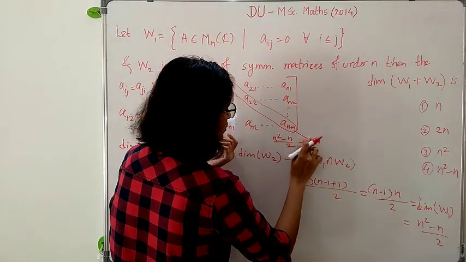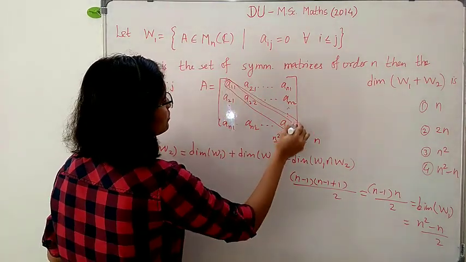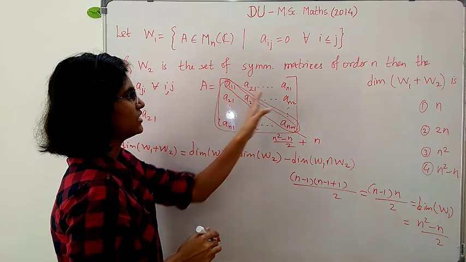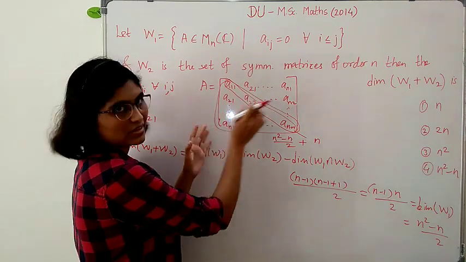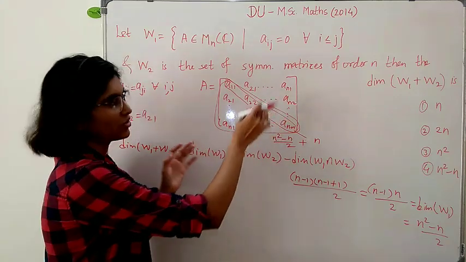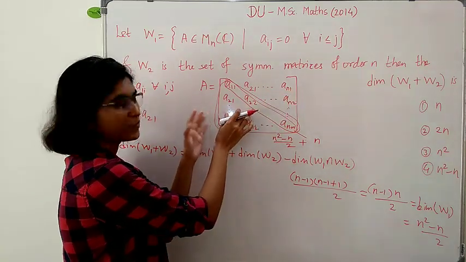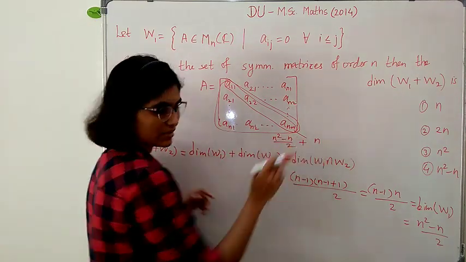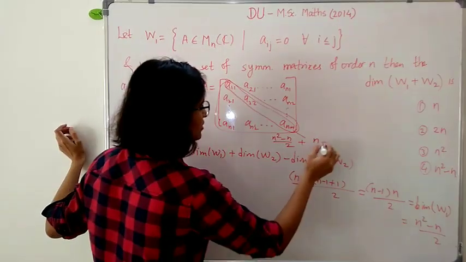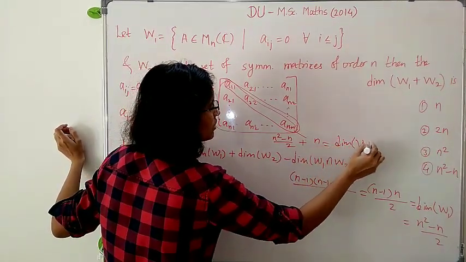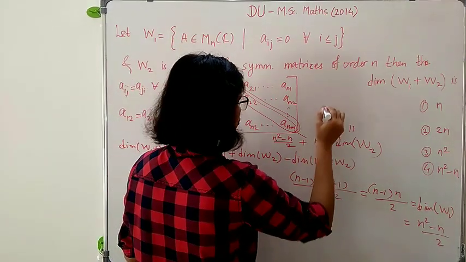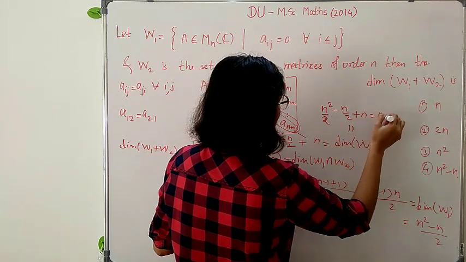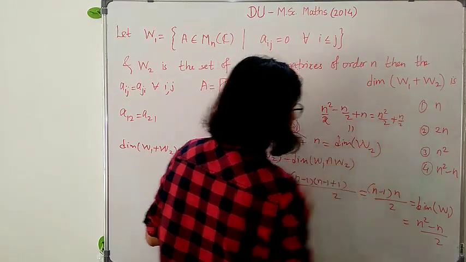So take the addition. Here we have (n square minus n) by 2 plus n many entries, and these entries are just the same as these entries. So just ignore these entries because they are dependent on these elements only. So the number of free variables is just (n square minus n) by 2 plus n. Now this is our dimension of W2. When you simplify this, it is just (n square) by 2 plus n by 2, right?